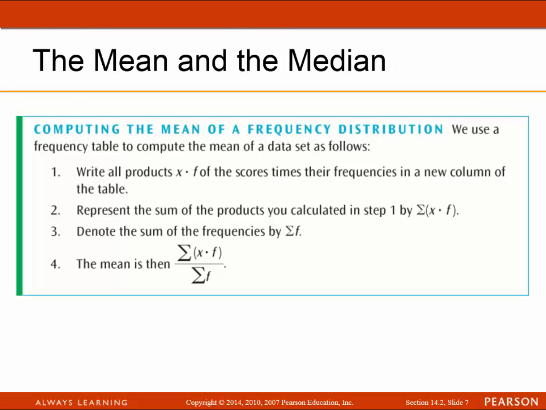So, computing the mean of a frequency distribution. The first thing you're going to do is write all of the products of x and f. But before you do that, you have to write the column of your x's and the column of the frequencies, and then multiply those two factors, x times f, for each class. Then you find the mean, which is the summation of the products, the sum of the scores, divided by the summation of the frequencies.